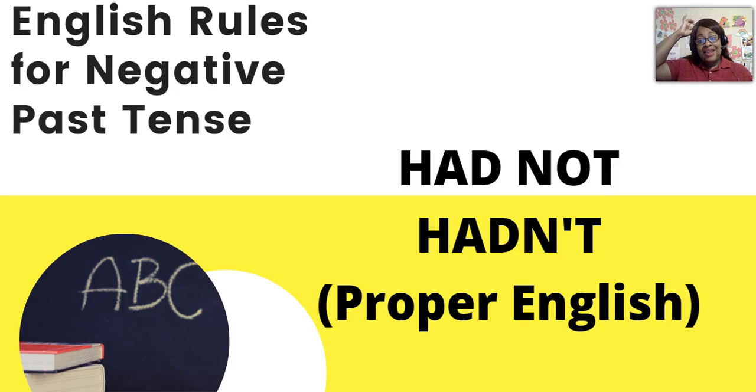Okay, so good. English rules for the negative: had not and hadn't. Usually in American English, we don't use had not or hadn't. Okay, it's very, very proper English. So you'll usually hear someone in Britain or British English talking this way. You won't really hear somebody in America say, "Oh, I hadn't got any new emails." You won't hear that.